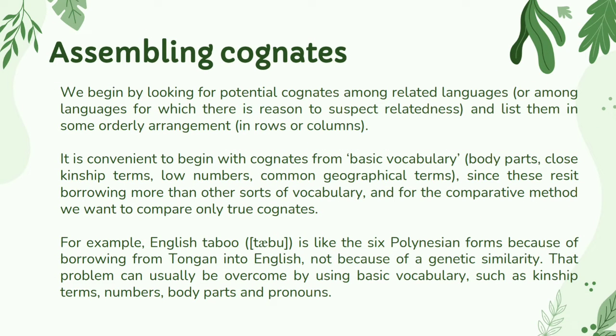The first step is assembling cognates. We begin by looking for potential cognates among related languages, or among languages for which there is reason to suspect relatedness, and list them in some orderly arrangement in rows or columns. Then it is convenient to begin with cognates from basic vocabulary: body parts, close kinship terms, low numbers, common geographical terms. Speakers resist borrowing these more than other sorts of vocabulary, and for the comparative method, we want to compare only cognates.